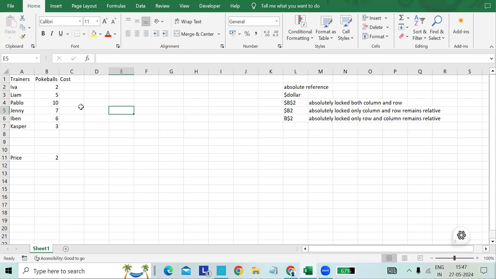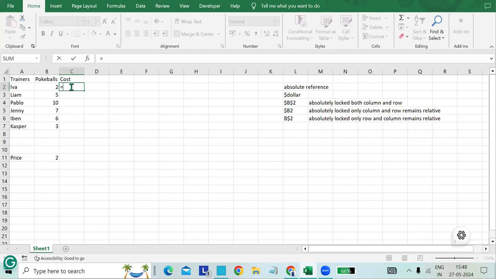So you have to write the formula. Each poke ball is 2 rupees. You have to write a formula so that you get all the prices of the poke balls of the trainer. So how can you write it? The price should be absolutely locked, both column and row. So what you have to write? You have to write is equal to.